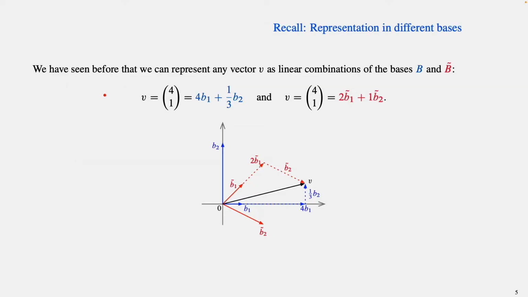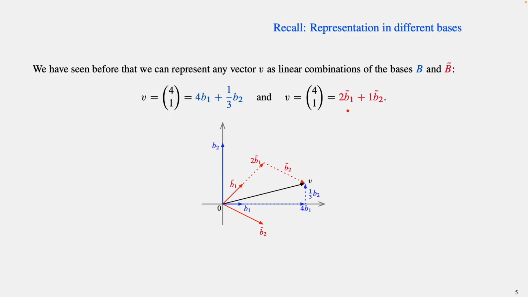Here I quickly recall this example we had in the previous chapter. Now, we had this vector v here, and we could express it in two different ways. In the blue basis, b1 and b2. So if we take 4 steps in direction b1, so we take 4 times b1, and then 1/3 a step along b2, then we arrive at our vector v. So 4 times b1 plus 1/3 b2 is the vector v. So the coordinates here would be 4 and 1/3.